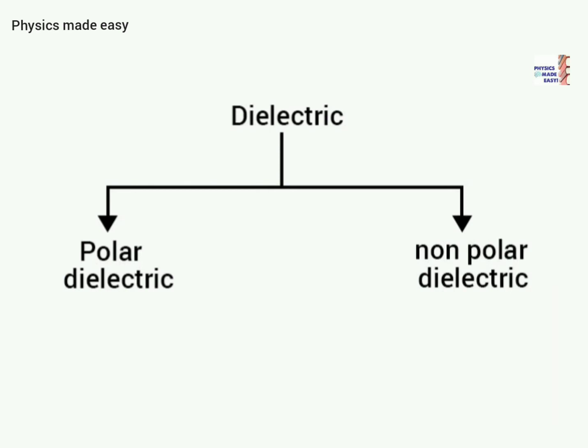Molecules of a substance may be of two types, polar or non-polar. Based on that, we can say there are two types of dielectrics: polar dielectrics and non-polar dielectrics. Polar dielectrics: a molecule in which the center of mass of positive charges does not coincide with the center of mass of negative charge is called a polar molecule. Dielectrics made of polar molecules are called polar dielectrics.